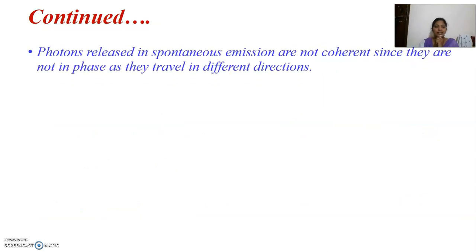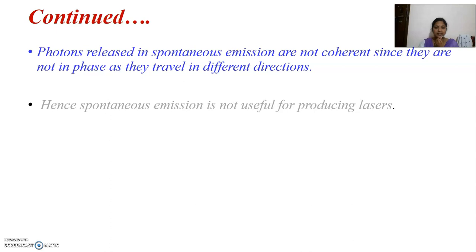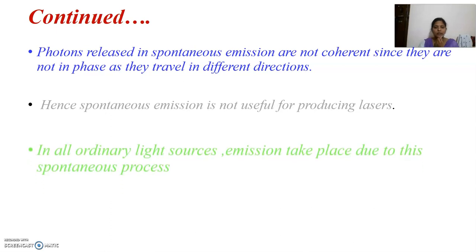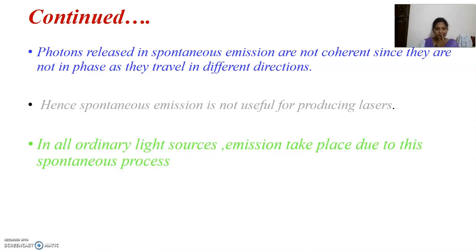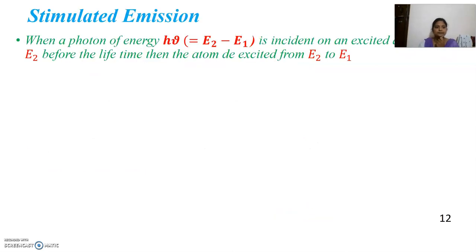Now the photons released in the case of spontaneous emission are not coherent, since they are not in phase as they travel in different directions. Hence the spontaneous emission is not useful for producing laser. So this is the principle which we use in normal ordinary lights here.